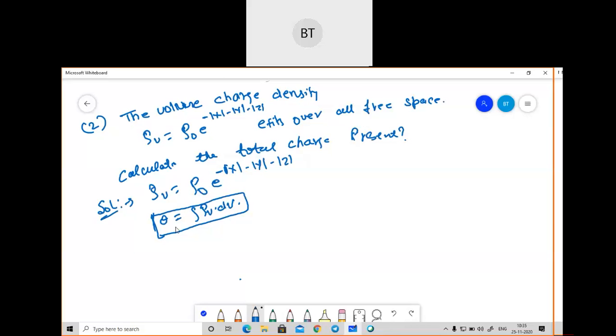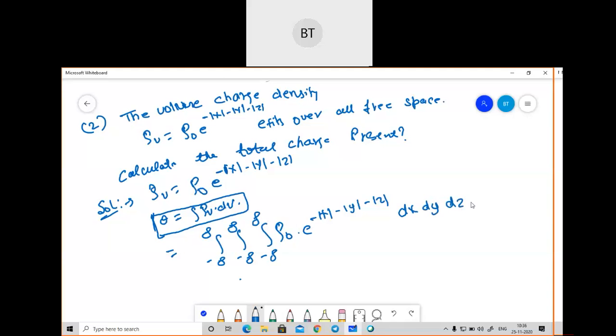Now, since it is volume charge density, I have to open this. So our limit will be minus infinity to infinity, because it is a volume charge density. If they were asking you to calculate for spherical charge density, then we would apply other limits for phi and theta. So I'll write here rho naught e to the power of mod x, mod y, mod z, and since three terms are there, dx, dy, and dz.